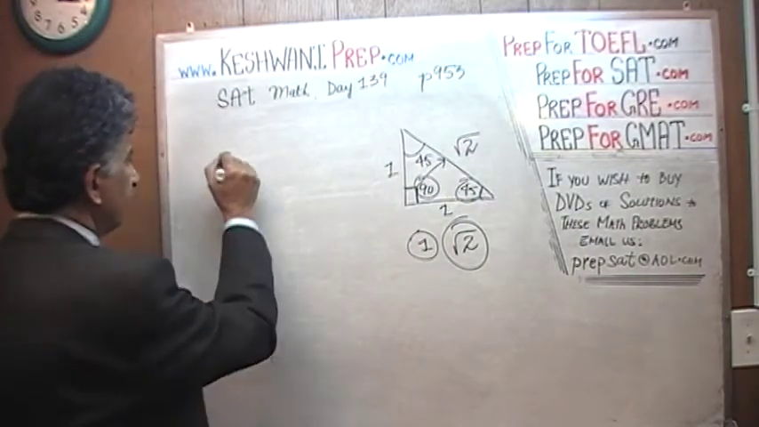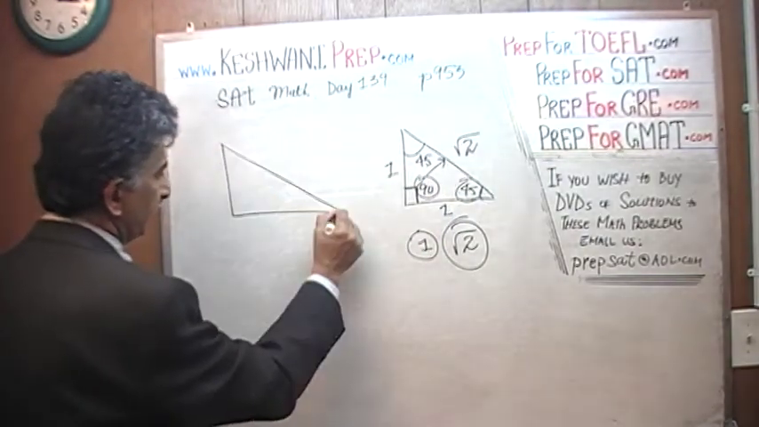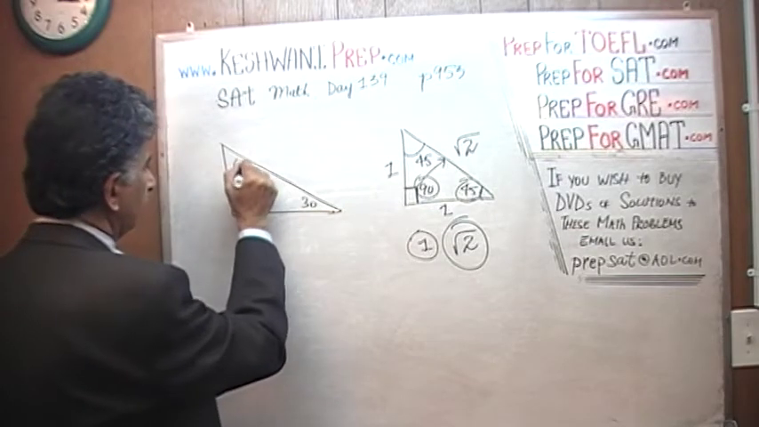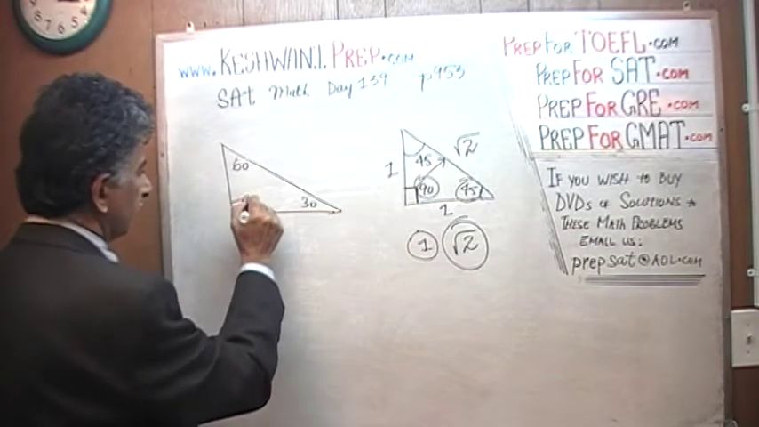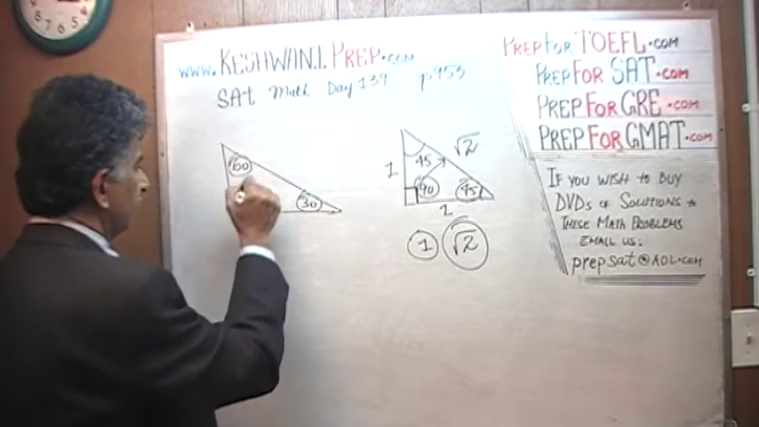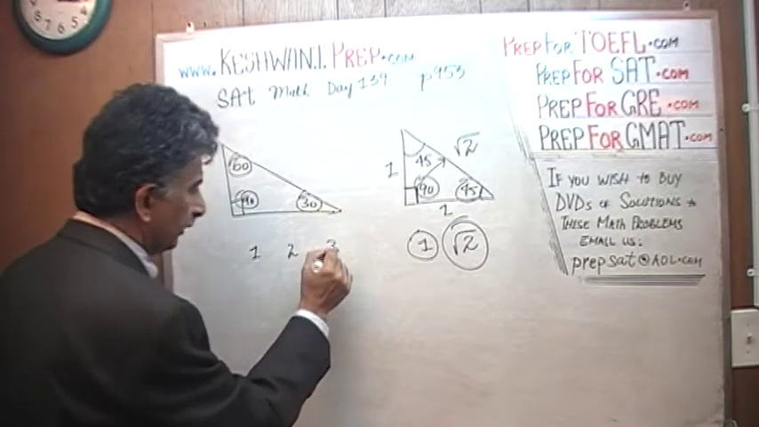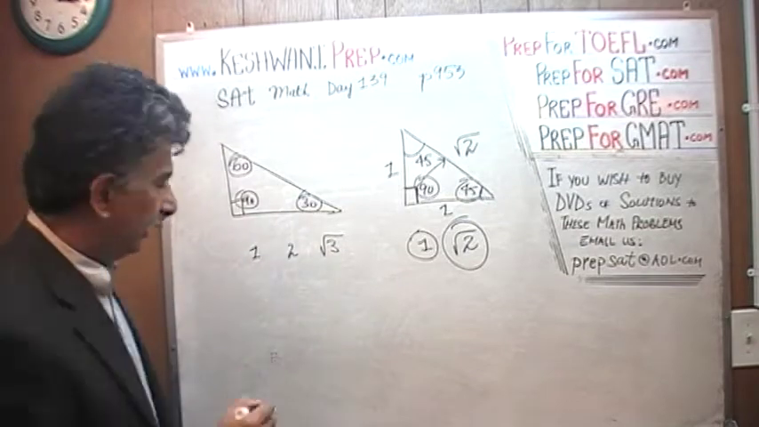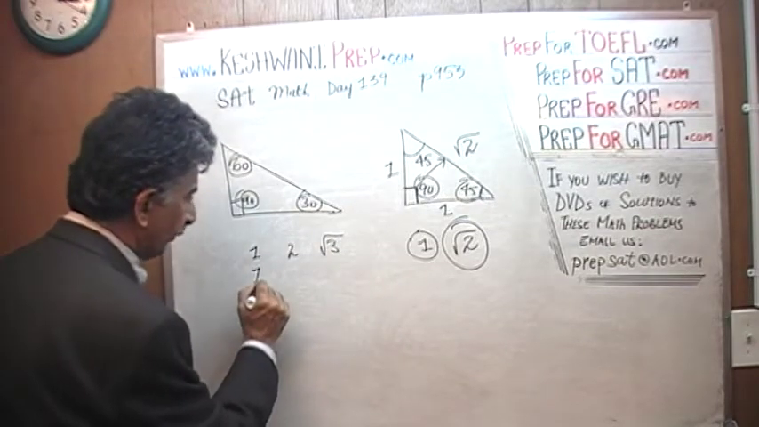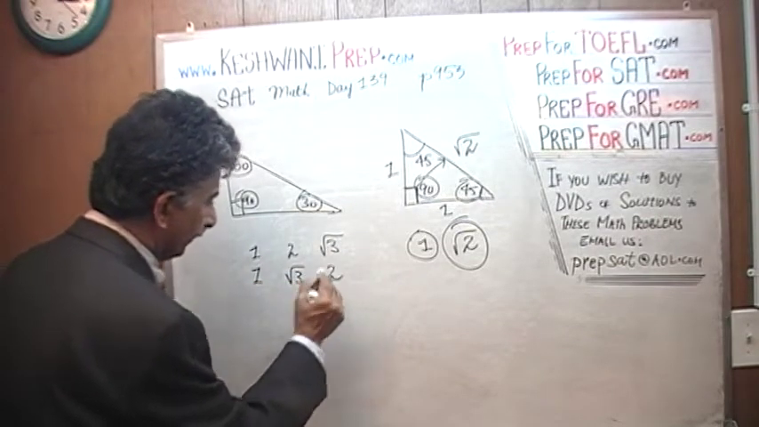Just like we did for 30, 60, 90. For 30, 60, 90, here's the technique. There are 3 kinds of angles, so we write down 1, 2, 3. Put a square root sign on the last one. Arrange them in order. 1 is the smallest one, then root 3, and then 2.